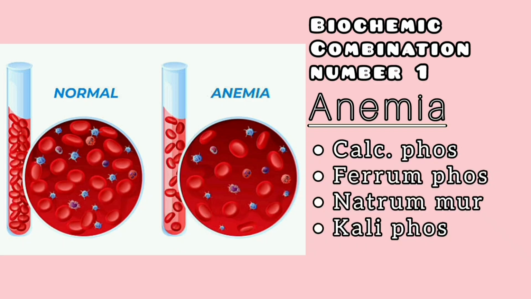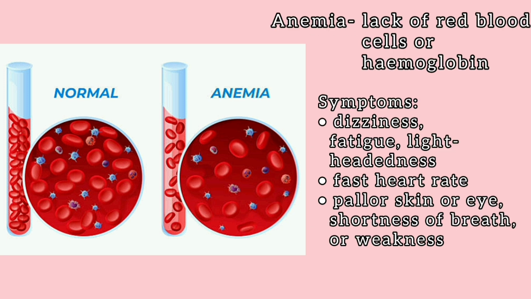Biochemic combination number 1, anemia. Calcarea phos, ferrum phos, natrum mur, kali phos. Anemia is a condition of decrease of red blood cells or hemoglobin. Symptoms include dizziness, fatigue, lightheadedness, fast heart rate, paler skin or eyes, shortness of breath, or weakness.